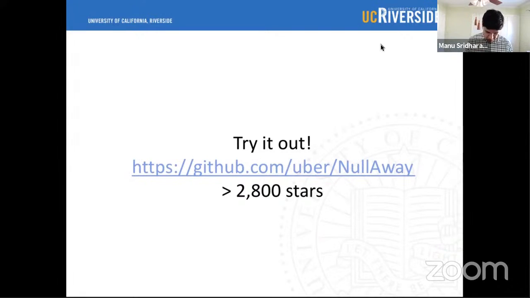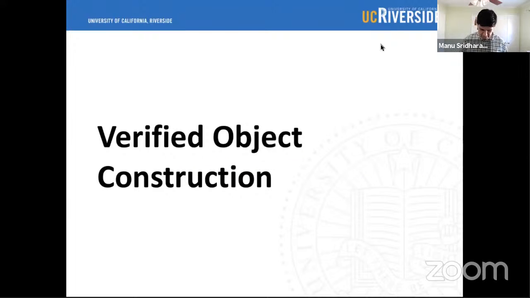Okay, so next, I'm going to be talking about more recent work on verified object construction.